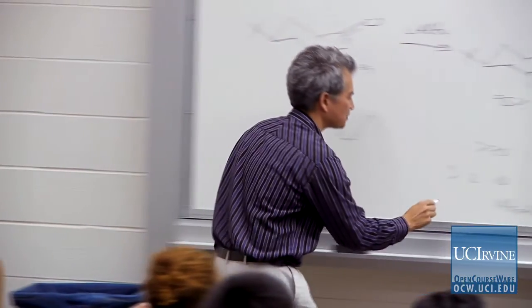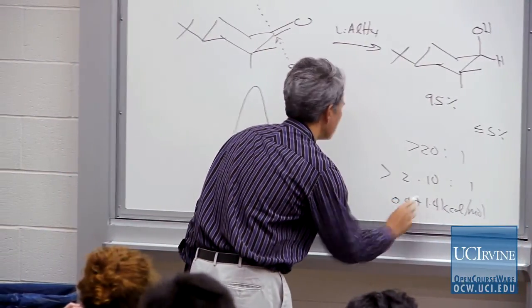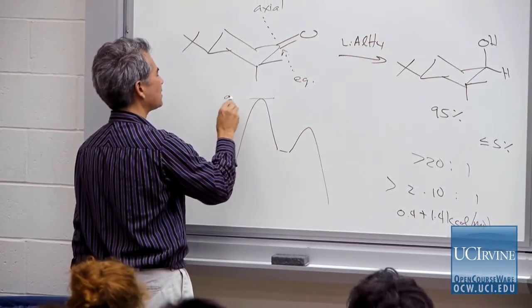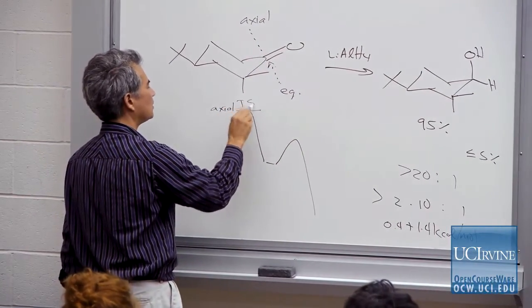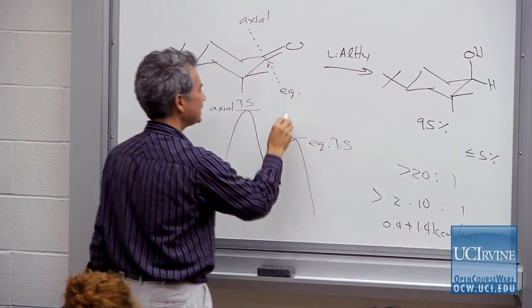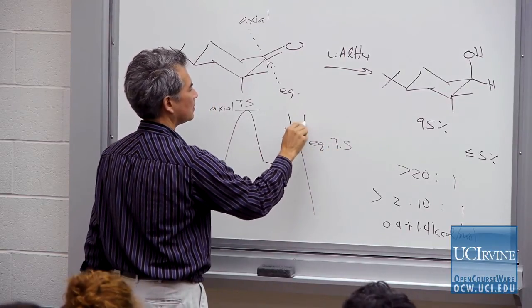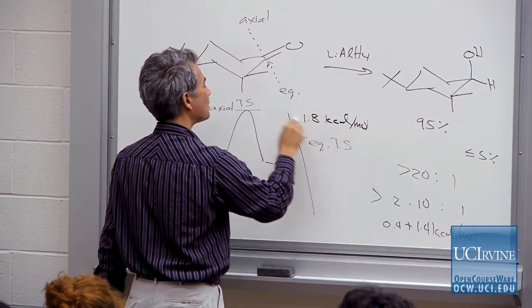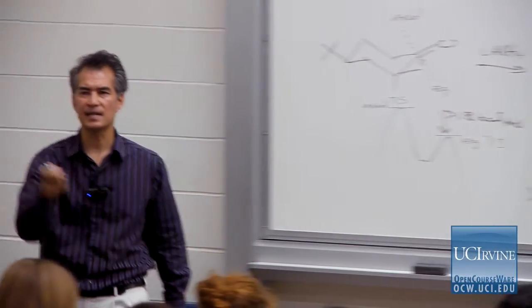0.4 kcals per mole. That means I know that the energy difference between this unfavored axial attack and the favored equatorial attack is at least 1.8. I don't know how much greater it is than 1.8, but at least I can give people a meaningful number.